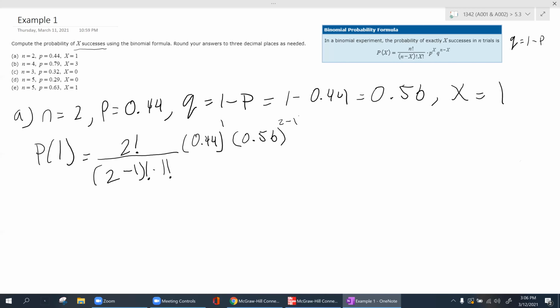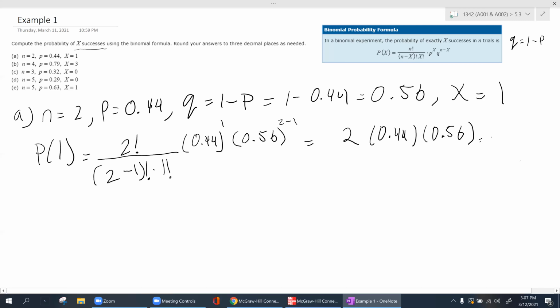Let's clean this up a little bit. 2 factorial is just 2, divided by 2 minus 1, which is just 1. 1 factorial is just 1. So 1 times 1 equals 1, and anything divided by 1 is just itself. So I just have 2 multiplied by 0.44 to the first power, which is just itself, times 0.56 to the first power, which is just itself.